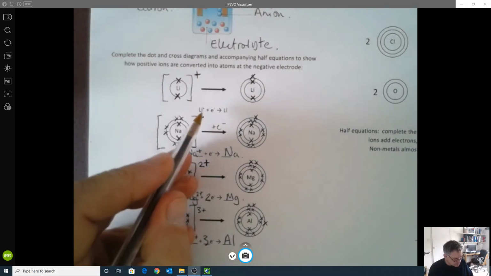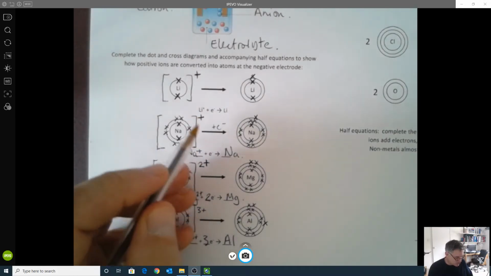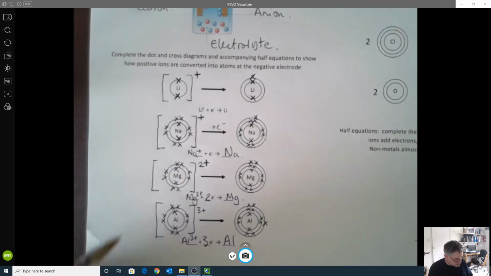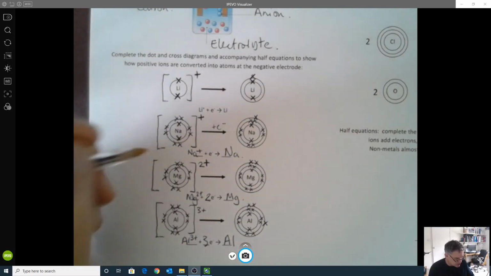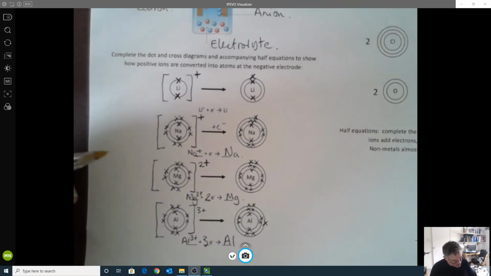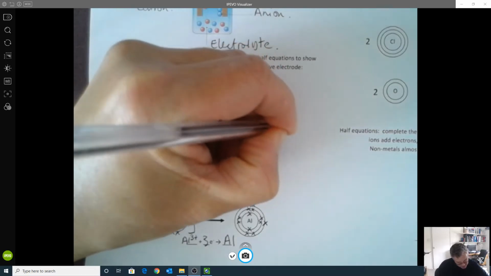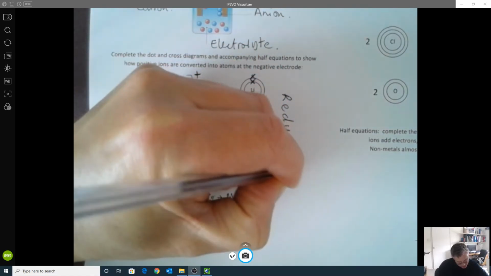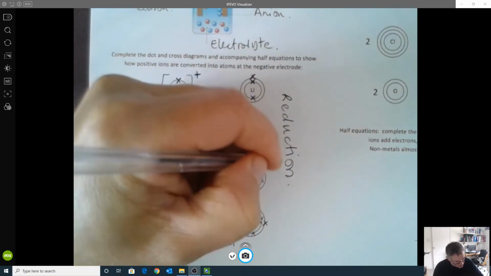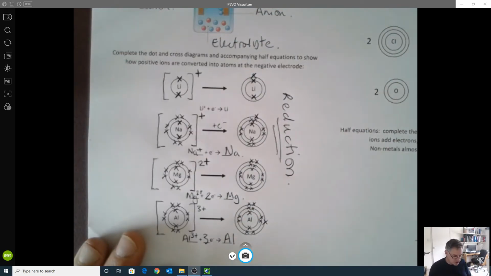Now all of those involve gaining electrons, so all of those are reduction. Okay, reduction is gain, RIG. So these are all, I'm going to write that, this is reduction. There we go, all of those are reduction.